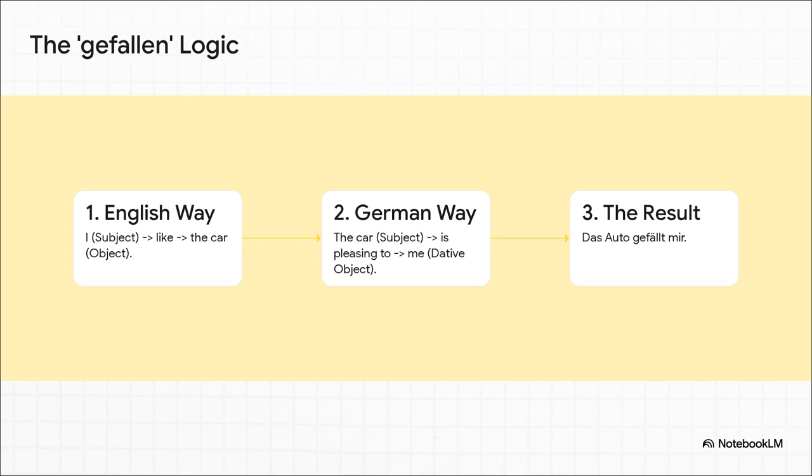to like. See, in English we say, I like the car. I'm the subject, I'm doing the liking. But in German, the whole logic is flipped on its head. The car is the subject of the sentence, and the car is doing the action. It is pleasing to me. And because that action is directed to me, it has to be in the dative. Thus, Auto gefällt mir. It's a total shift in perspective, but once you see it, it makes perfect sense.